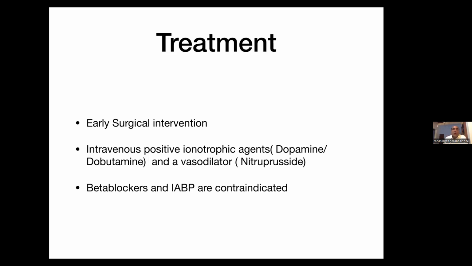You have to start intravenous positive inotropic agents like dopamine and dobutamine to maintain the blood pressure, and also vasodilators. The aim is to reduce the mean arterial pressure, the mean aortic pressure. If you lower the mean aortic pressure, then the forward flow through the aortic valve increases. Therefore, it increases the tissue perfusion. So in fact, even if the pressure is low, you try to start nitroprusside to lower the aortic pressure to increase the forward flow.